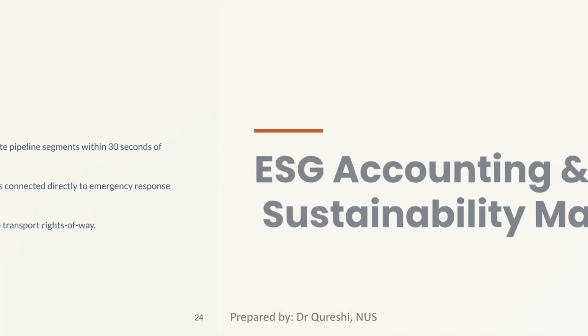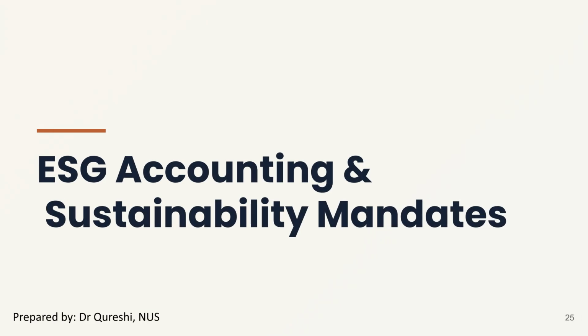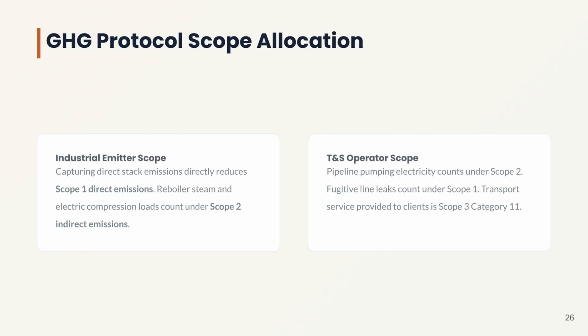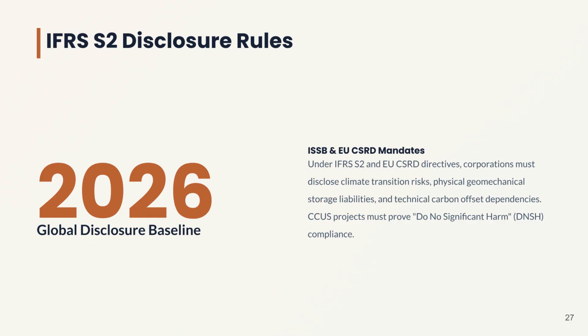Next, we will cover ESG accounting and sustainability mandates, which are increasingly vital for corporate transparency and compliance. Under the GHG protocol, we categorize emissions into scopes: industrial emitters manage Scope 1 and 2, while transport and storage operators have distinct responsibilities, including Scope 3 service reporting. By 2026, IFRS 2 and CSRD directives will set a global baseline. These mandates require companies to disclose climate transition risks and prove their CCUS projects meet Do No Significant Harm criteria.